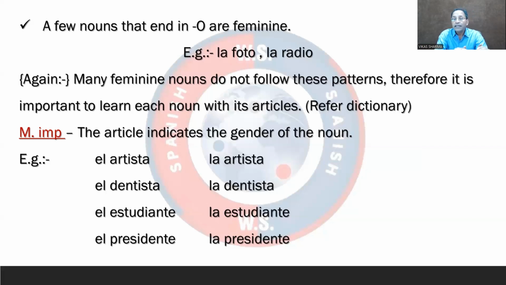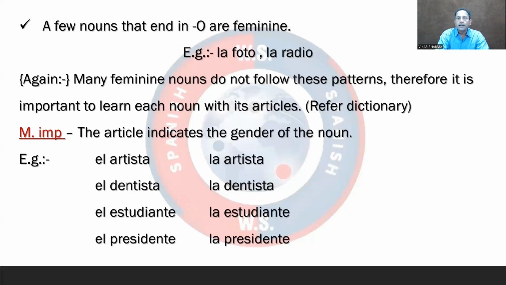Again, I'm repeating it in this video. Many feminine nouns do not follow these ending patterns. Therefore, it is important to learn each noun with its article. And for that, you need to refer to a dictionary. Now, I'm going to give you examples for this as well.